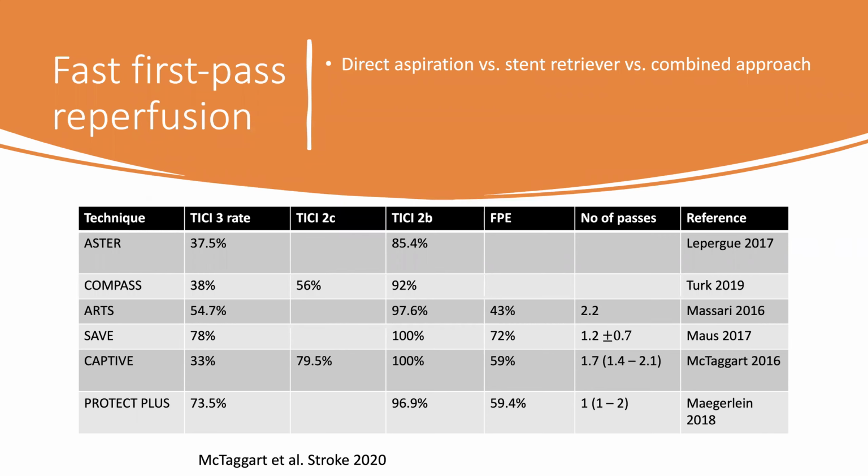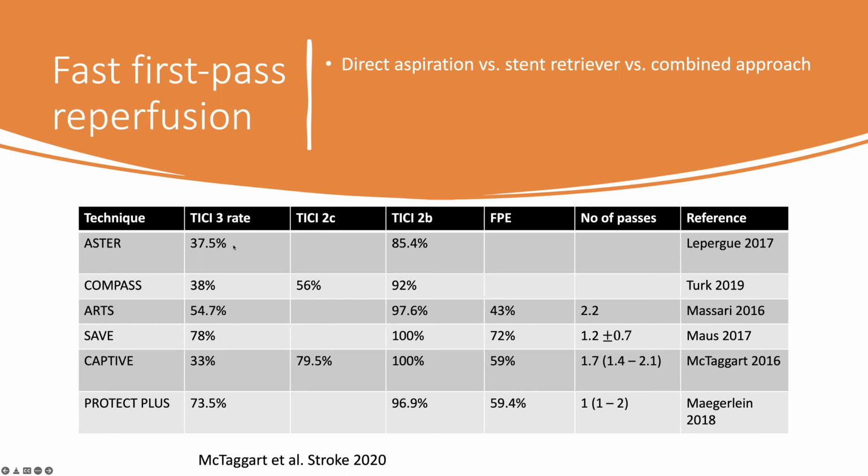So the first pass reperfusion, direct aspiration versus stent retriever versus combined approach. So these are several of the thrombectomy trials that described first pass effect. The ASTER and the COMPASS were primarily just direct aspiration. The ARTIS, SAVE, CAPTIVE, PROTECT Plus were a combination of stent retrievers and aspiration. So you can see that the TICI 3 rate was lower with just doing direct aspiration versus doing some combination approach, a stent retriever with aspiration or a balloon guide with a stent retriever.